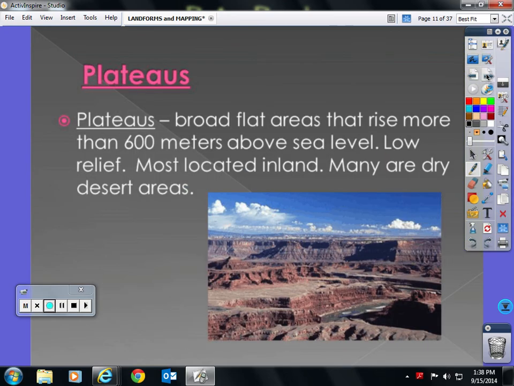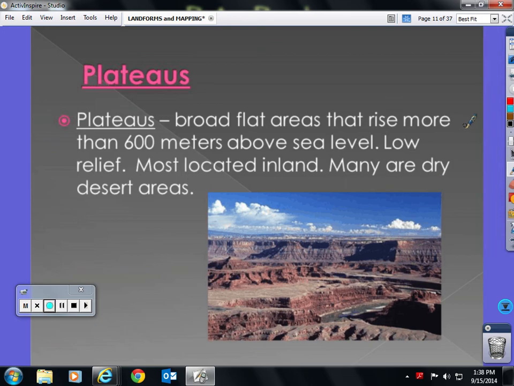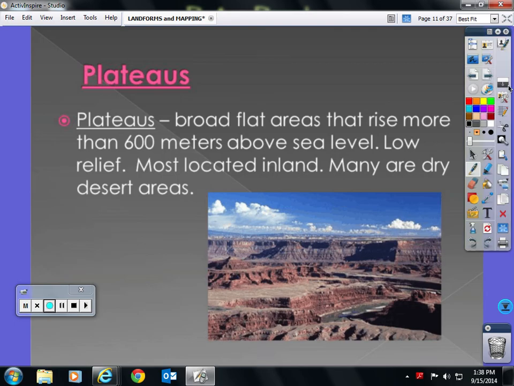A plateau rises up 600 meters or more above sea level, and then it has a flat, generally flat top. Many are located in the dry desert areas. You can see in the picture, this is probably New Mexico, Nevada, Arizona area.